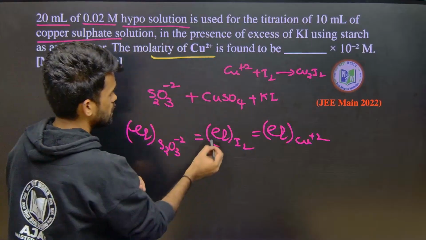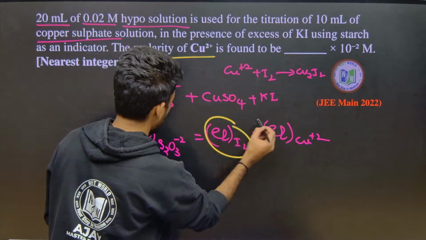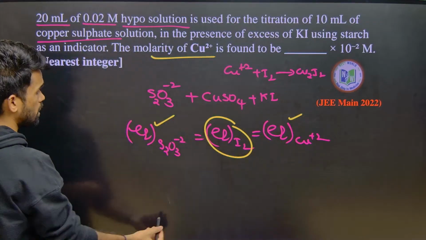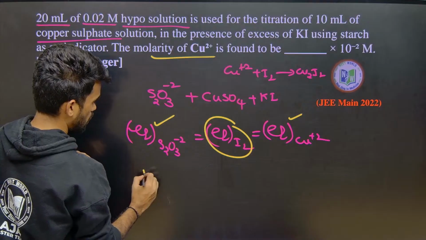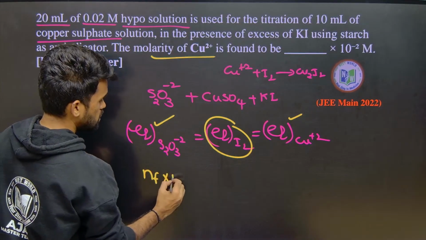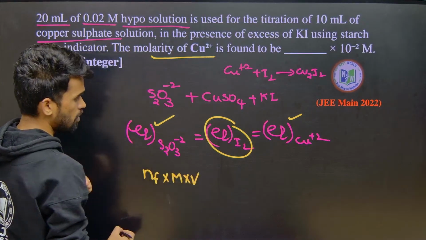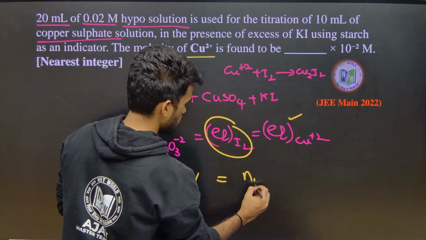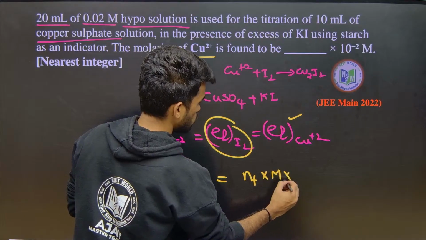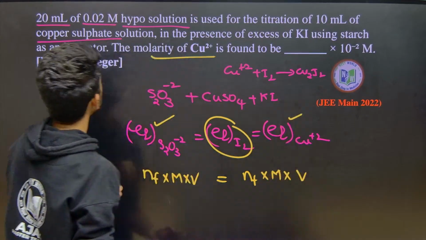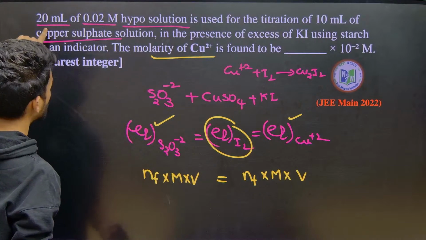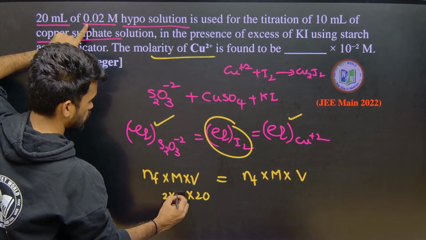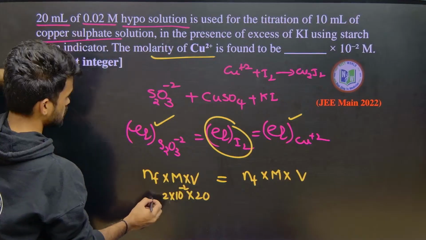So there is no need of taking iodine; directly we will interlink these two because they are also equal. So I am taking N factor of hypo into its molarity into volume of hypo equals N factor of copper +2 into its molarity into its volume. That's what we need to take. For hypo they gave volume as 20 ml and concentration as 2 into 10 power minus 2. And what is its N factor?